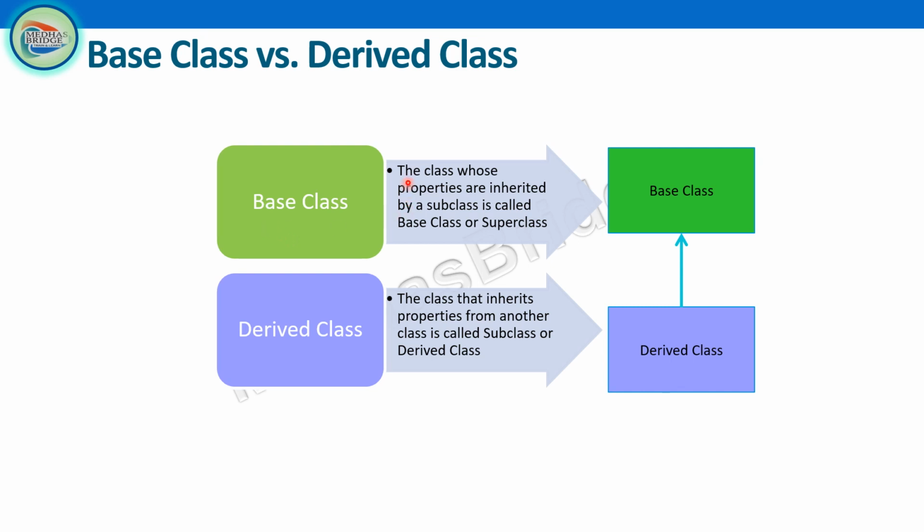The class whose properties are inherited by the subclass is known as a base class. We also call it a superclass. A top level class is a superclass or the base class. On the other hand, the class that inherits properties from a superclass is known as a subclass. We also call it a derived class. The base class is always a top class. All the classes which derive from the base class are known as derived classes.